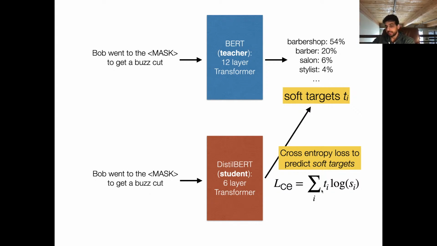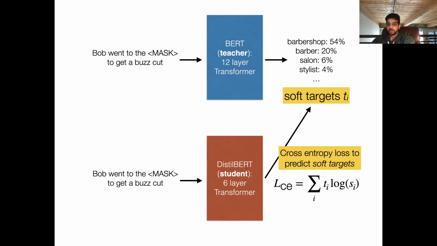It's the same equation for the cross entropy loss that we've seen, but note that now the t_i comes from these soft targets, and t_i is no longer 0 for all of the other non-barbershop elements in the vocabulary. So if I'm at the word barber, this would be 0.2 times log of the prediction of the student model for the predicted probability for barber.